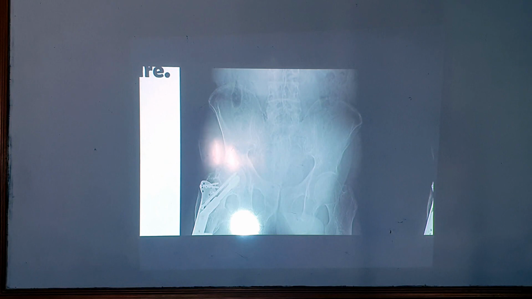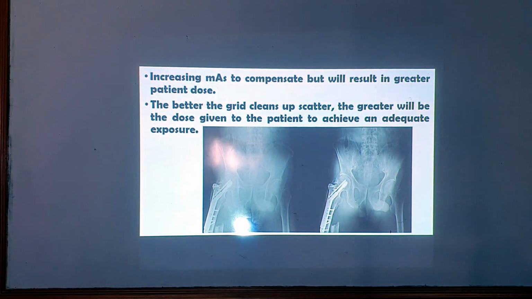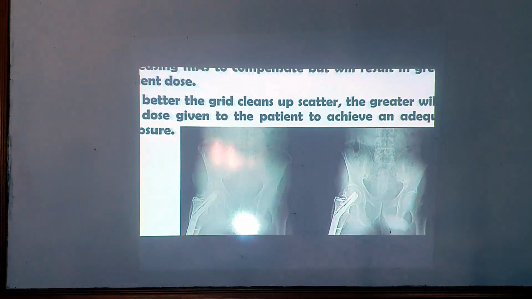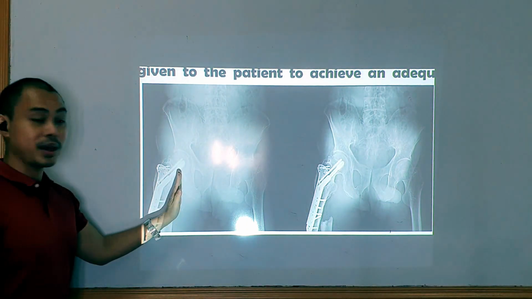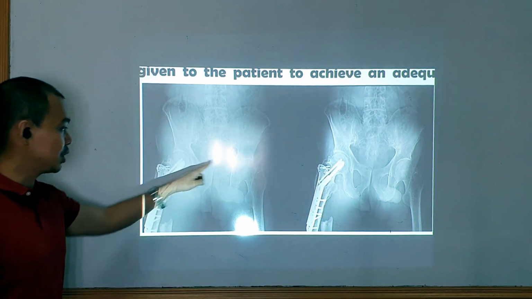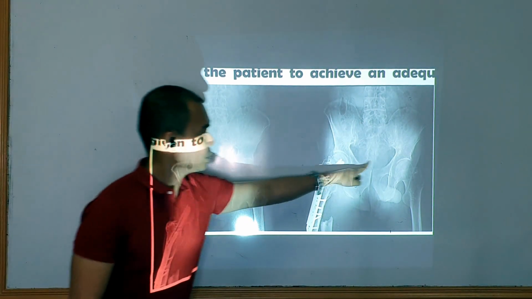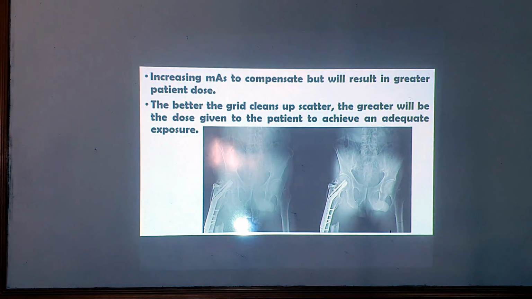Less contrast because this is without the grid. Increased contrast because we used a grid here. Let's compare the two. Without the grid, with grid. Try to look at the contrast. See? See? Without the grid, decreased contrast. With grid, increased contrast.